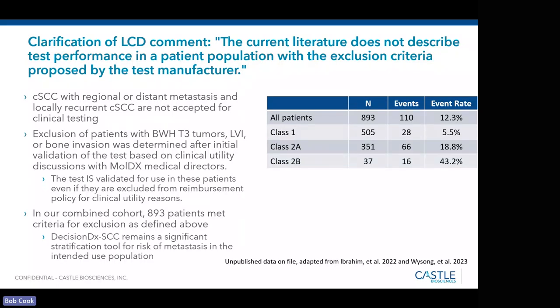And I think it's important to note that published validation studies were performed before those conversations occurred. But the exclusion of these cases in the largest cohort evaluated to date are captured in the table on the right side, demonstrating strong stratification of risk groups. And within that table, I'll just point out that as a whole, this population of 893 patients had an event rate of 12.3%. And below that, you can see the strong separation of risk for the lowest risk group, class 1, of 5.5% event rate, compared to the highest risk group of 43.2%.